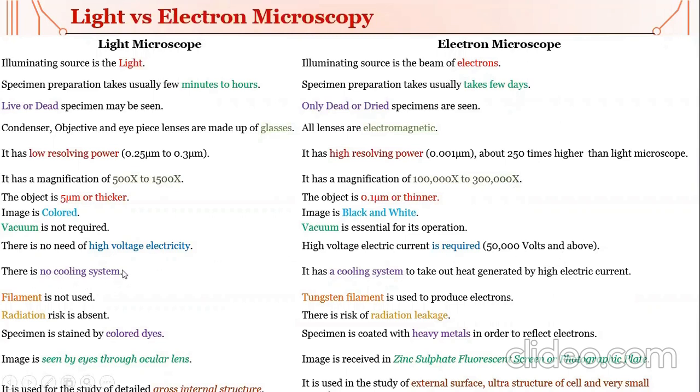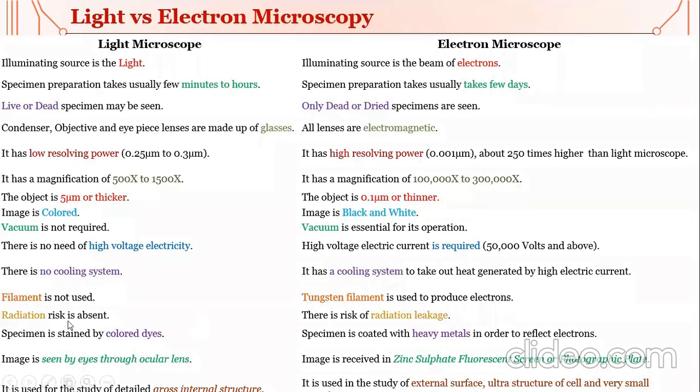There is no cooling system required for the light microscope, but in the electron microscope, due to high energy consumption and heat production, a cooling system will be needed to take out the heat generated by the high electric current. Also, a filament is not used in the light microscope, but in the electron microscope a tungsten filament is used to produce the beam of electrons.